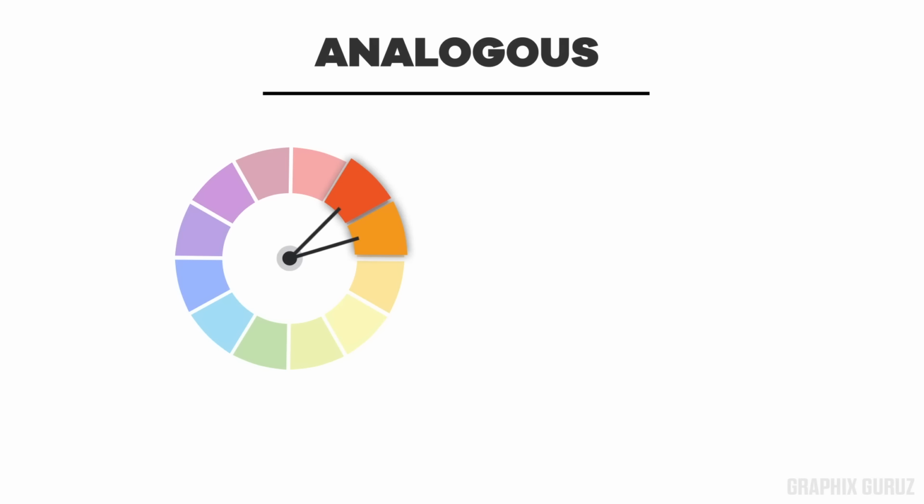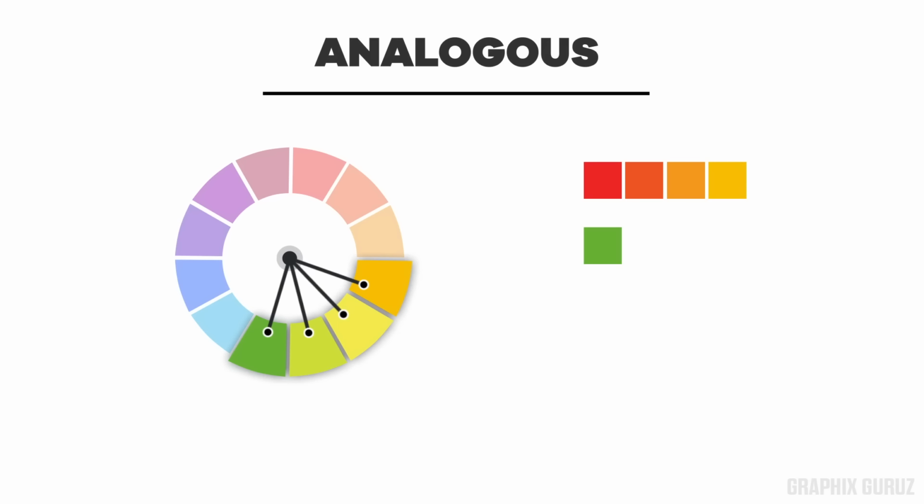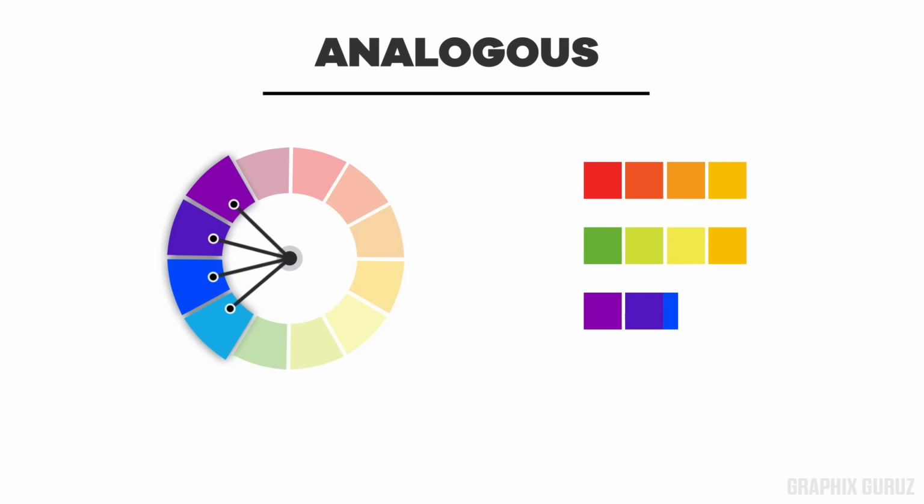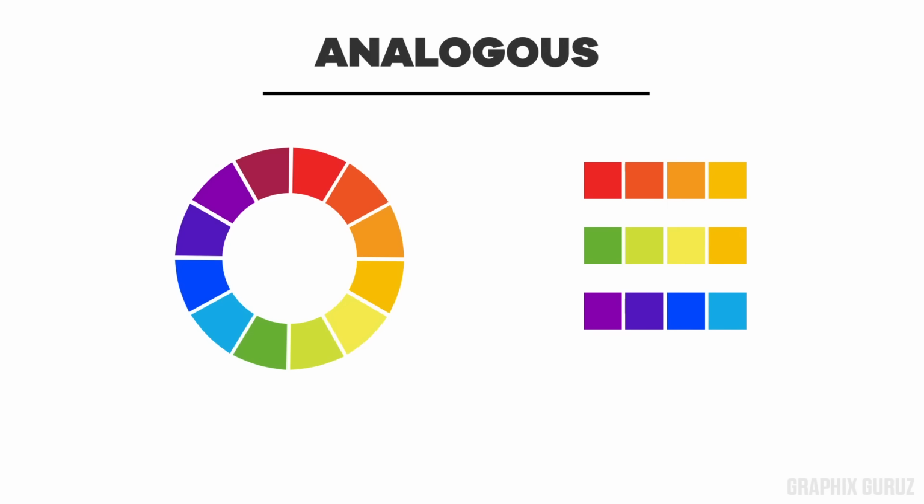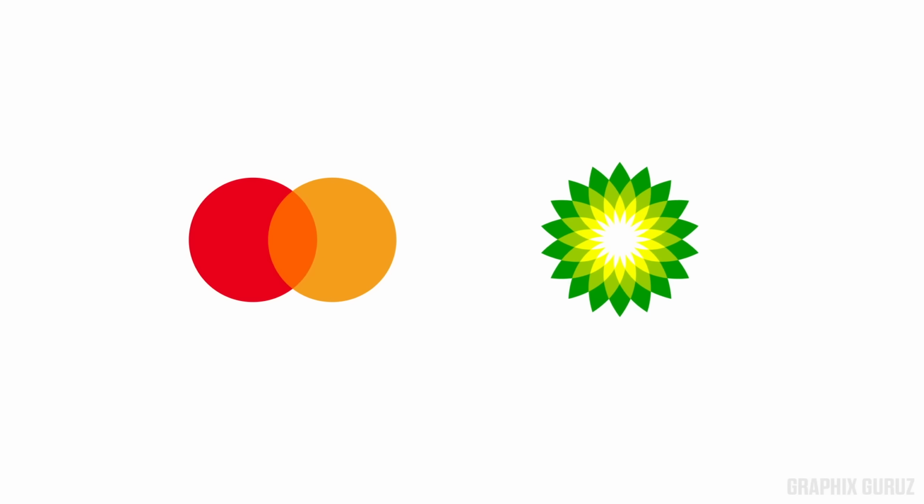Second, we have the analogous color scheme. An analogous color scheme uses 2 to 4 colors that are next to each other on the color wheel. This is one of the simplest and most appealing color harmonies and works best if you choose one dominant color and use the other colors as accents. Brands like MasterCard and BP use an analogous color scheme.